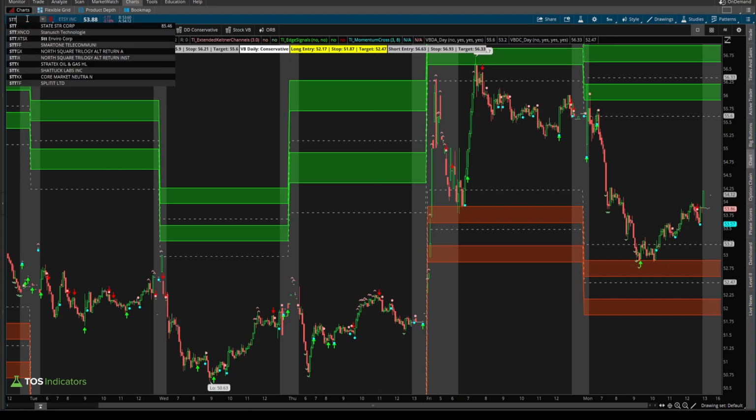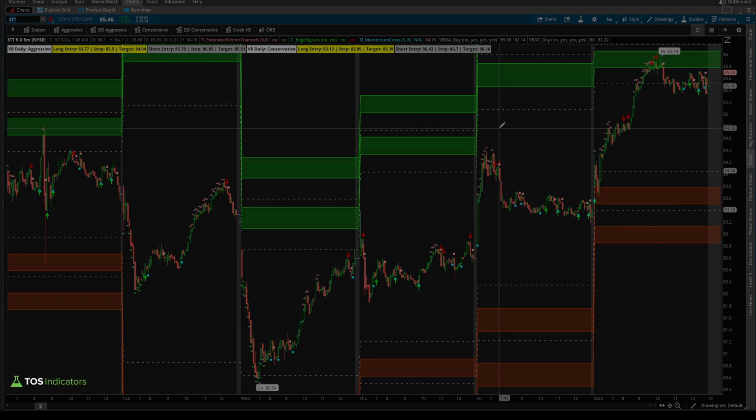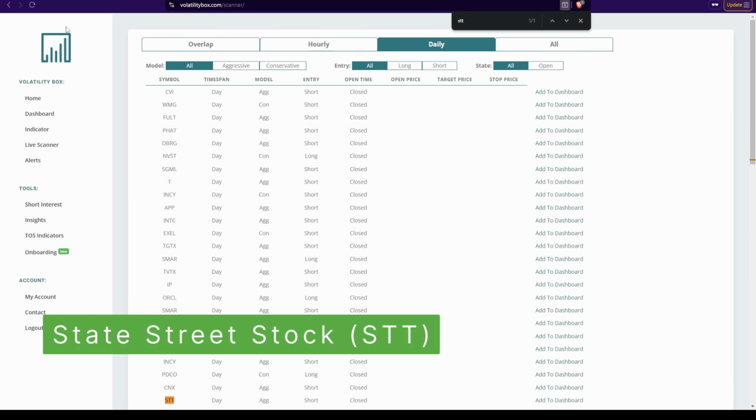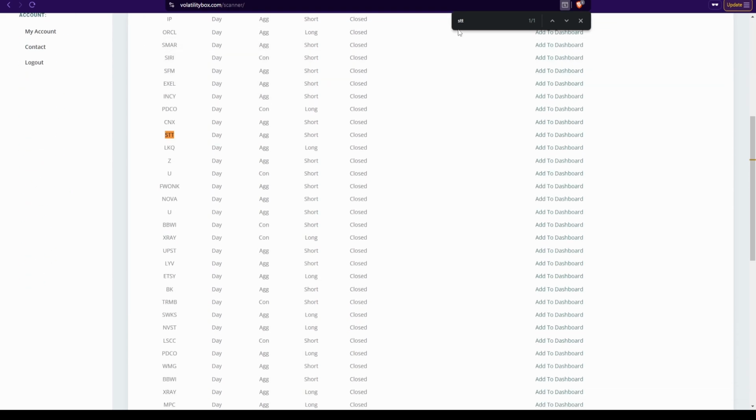Let's start with the short setup first, and to show you an example, I'm going to start with State Street. Now, State Street was one of those stocks which appeared on our stock Volatility Box live scanner. This is a live scanner, a custom one that we've built. It's more powerful than anything inside of Thinkorswim. It scans every 2 seconds for new volatility setups, and you'll see that State Street here appeared on our live scanner, breaching its short side entry.